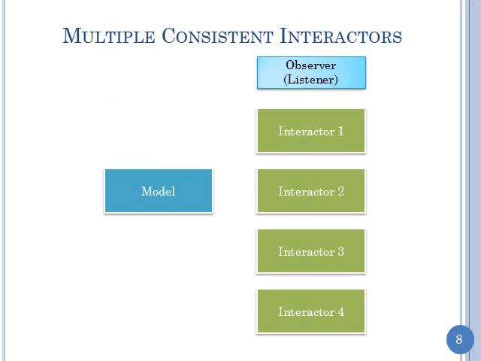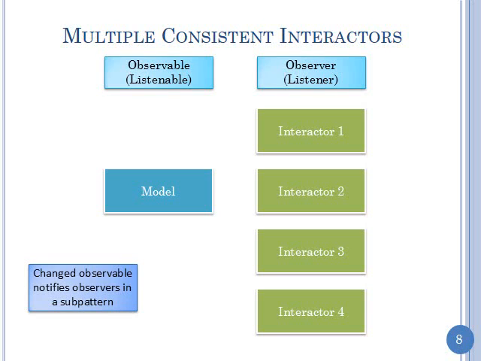Okay, and so the observer pattern is more general. There we are talking of some GUI element and some GUI listener. Here we're talking of model and interactor. So the observer pattern is a sub pattern of this particular pattern I'm talking about, and you have an observable. So basically, with an observable are registered its observers, and whenever an observable changes, it notifies its observers.